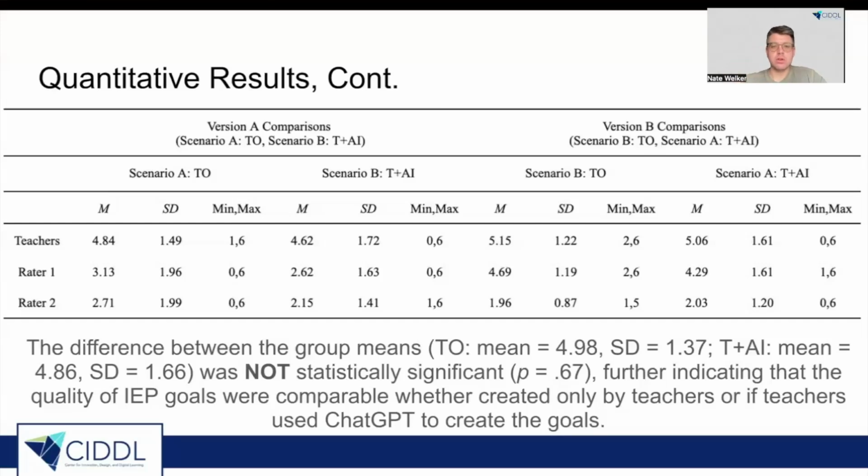Raters 1 and 2 are also featured on this table. And we want to just point out that overall, the mean scores from Rater 1 and Rater 2 are lower than the teacher's mean scores, yet similar to those teacher ratings, the mean scores were higher for the teacher-only goals versus the AI goals. There's one small caveat with Rater 2, I believe in the version B comparisons, where that was flip-flopped, but overall, very similar comparisons.